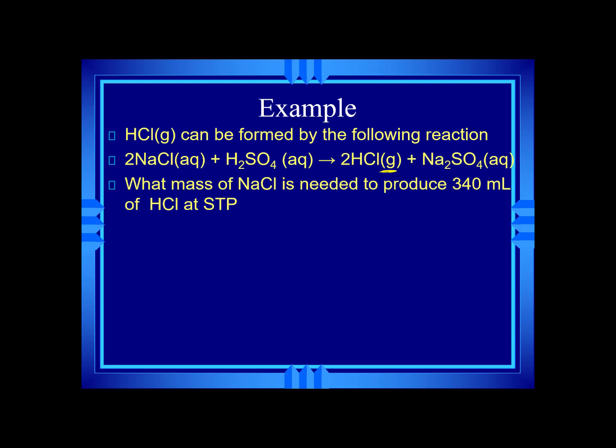So they want the mass of NaCl. I know my answer needs to be grams of NaCl, and they told me about milliliters of HCl, which is a gas, and it's at STP. First of all, I know I can't work in milliliters. To change that to liters, I move the decimal point over 3 times, and I get 0.34 liters. And then I can just start off with 0.34 liters of HCl.